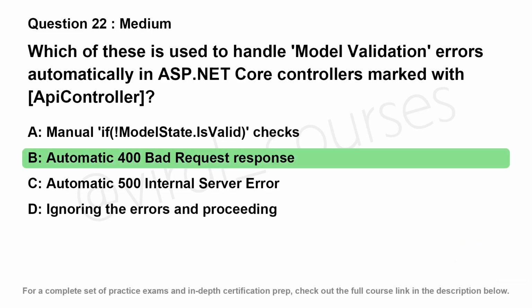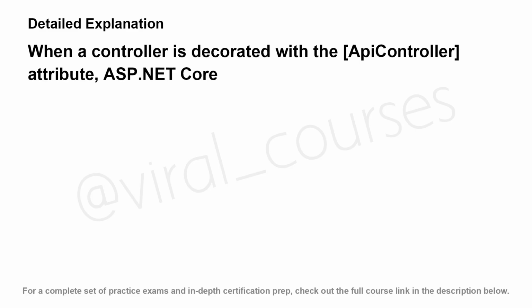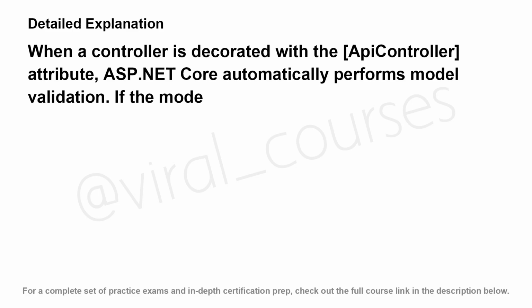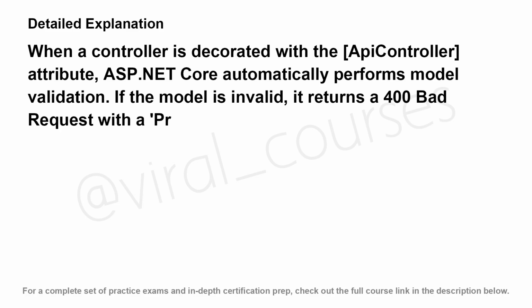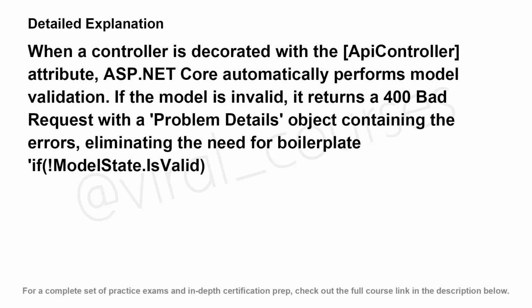The correct answer is B. When a controller is decorated with the ApiController attribute, ASP.NET Core automatically performs model validation. If the model is invalid, it returns a 400 Bad Request with a problem details object containing the errors, eliminating the need for boilerplate if ModelState.IsValid code in every action.